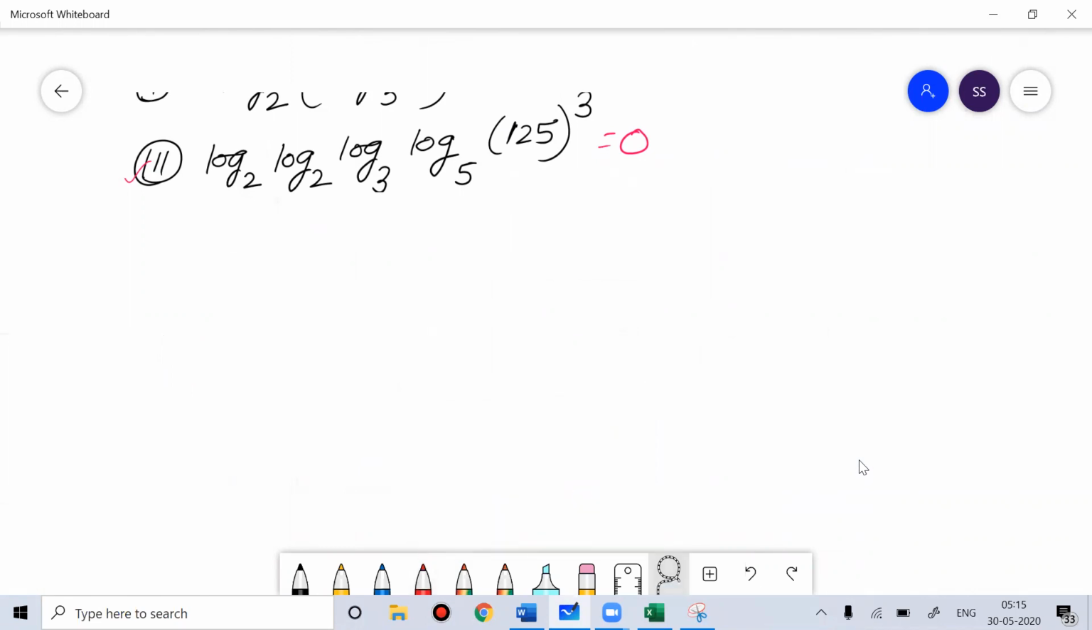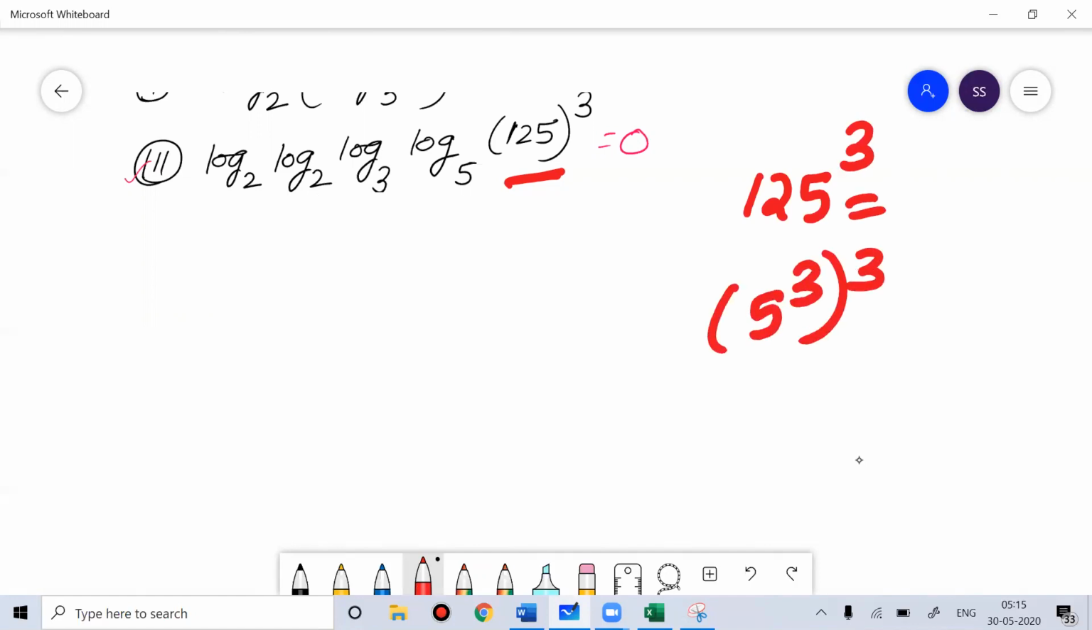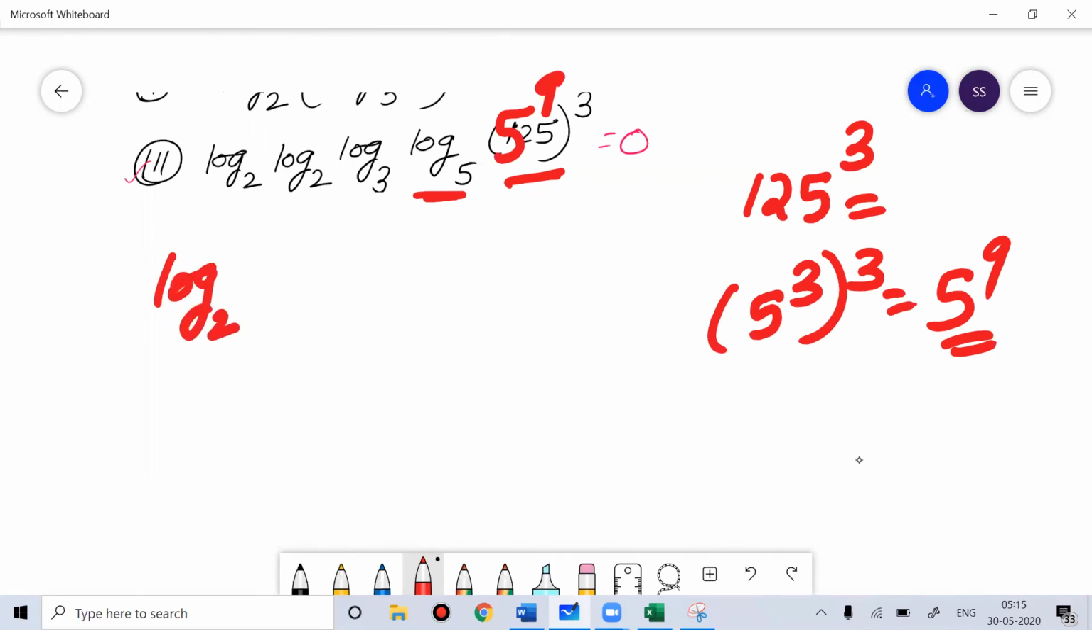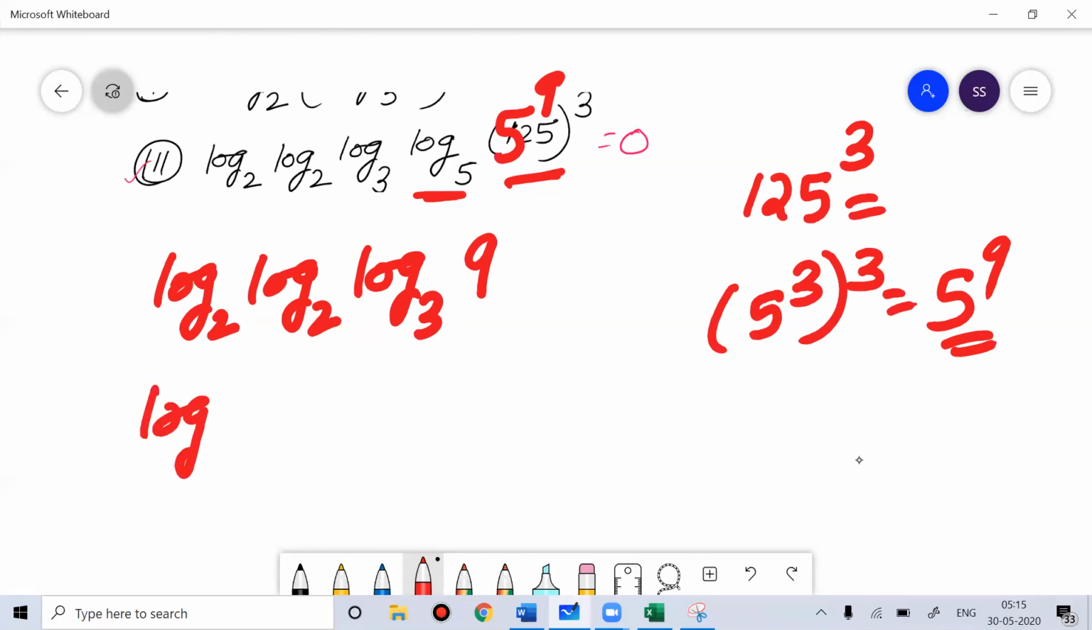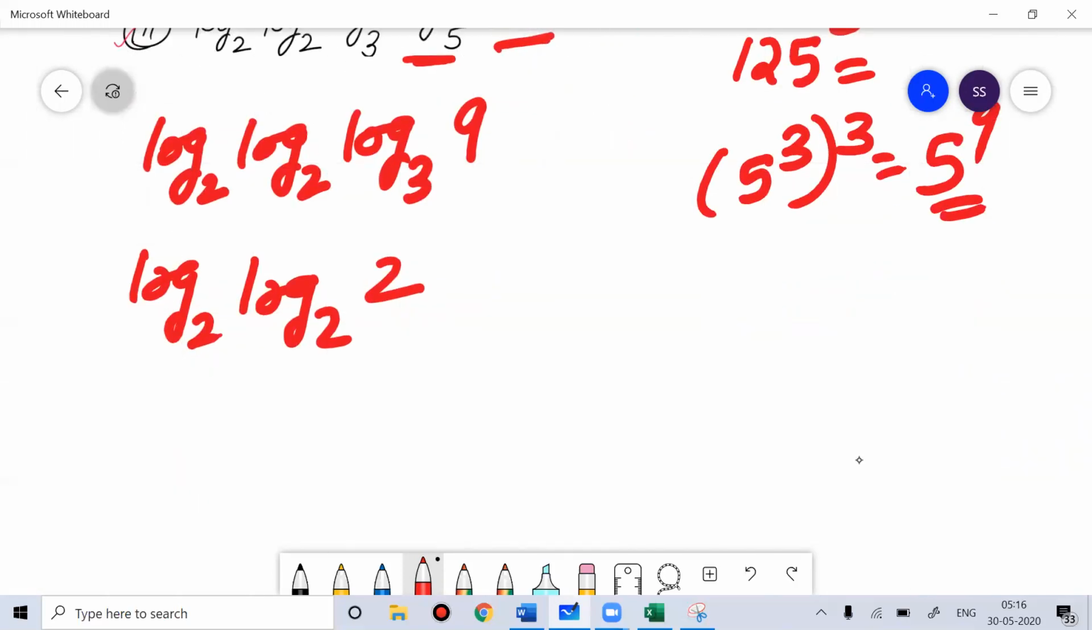You can see this. This is 125. 125 to the power 3 is nothing but 5 cubed to the power 3. So this would be 5 to the power 9. So now this is log base 5 and this is 5 to the power 9. So what will it give you? It will give you log base 2, log base 3, and 9. Okay, now 9 means 3 square. So you'll get log base 2, that is 3 square. So you'll get 2. So now log 2 means you'll get 1. Log base 2, 1 is equal to 0. Simple.